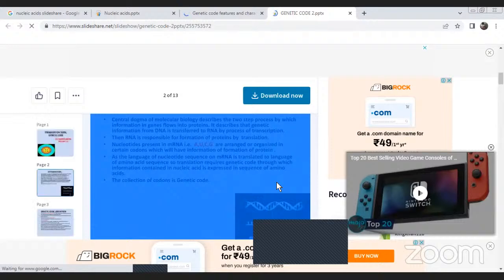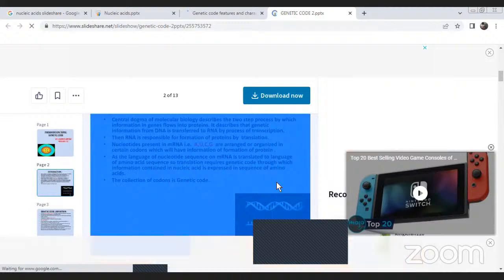Another mechanism is transduction. The transfer of genetic material from one bacterial cell to another by a virus is known as transduction. The virus that infects bacteria is called a bacteriophage.